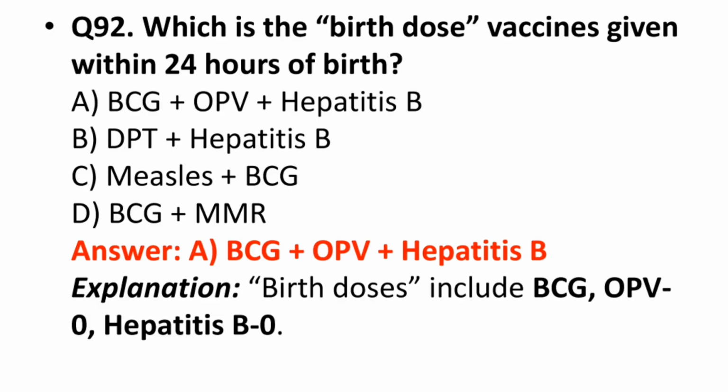Birth doses include BCG, OPV, hepatitis B.